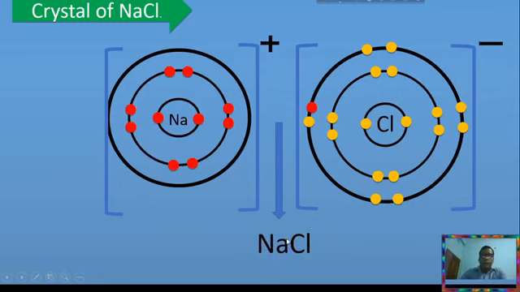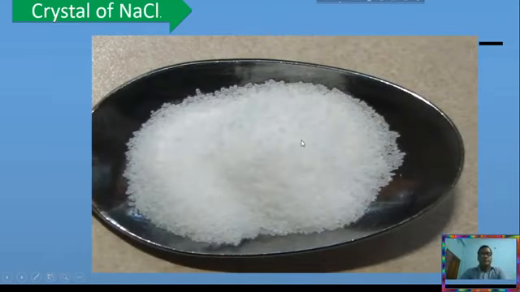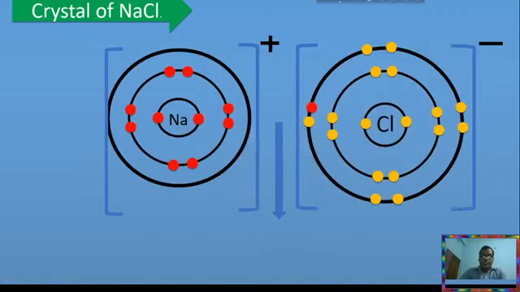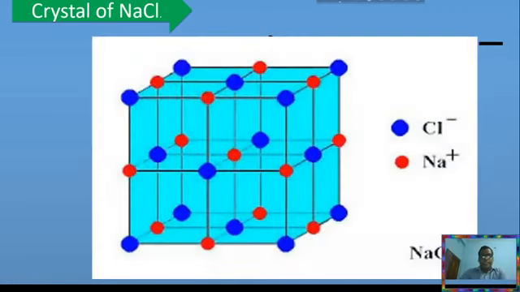This is an ionic compound, and these are the substances I was describing in the previous slides. The crystal of sodium chloride is like this. My dear students, if you look at the structure of the ionic compound sodium chloride, it will be very clear to you why ionic compounds remain solid at normal temperature.